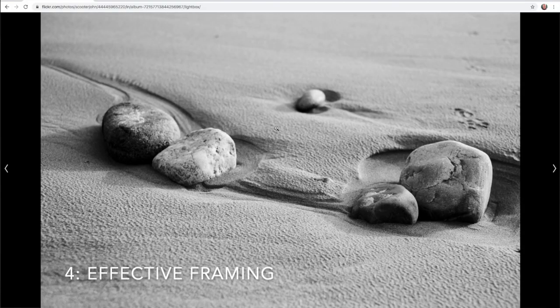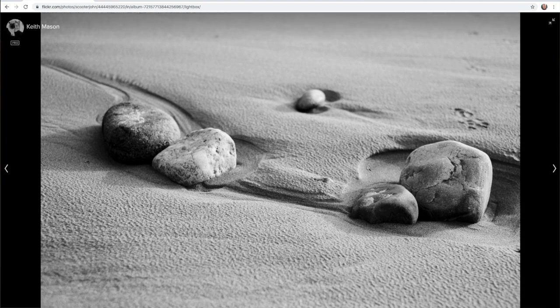The fourth compositional tool is either to be very close to a subject or to back away. It's a cliche in photography that if you don't get a good picture, you're not close enough, and that works well for lots and lots of different circumstances, particularly around photographing people and often inanimate objects. So here we've got some rocks, pebbles on a beach, and I've shot very close to get in so that you're drawn into the detail of the rocks and also of the pattern left by the water through the beach.